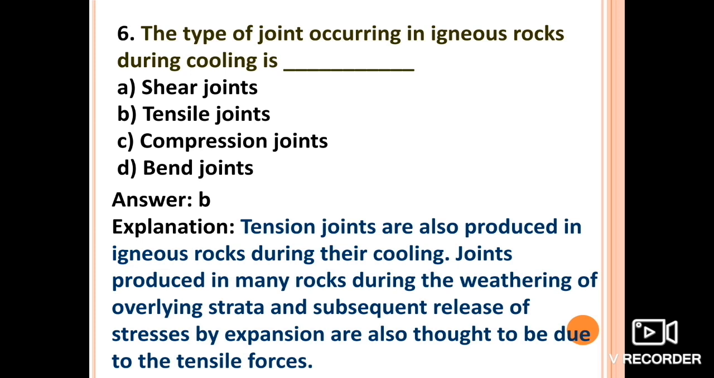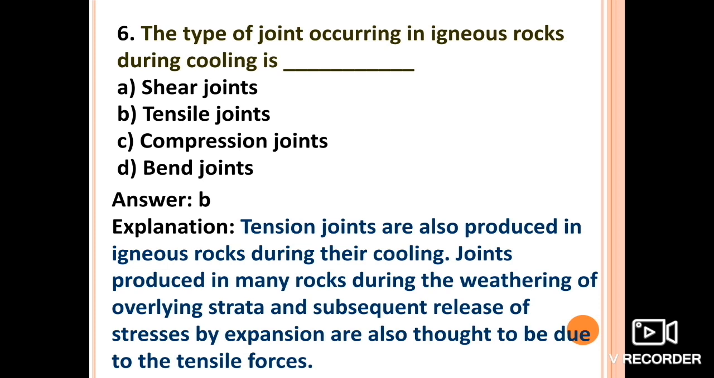As we have discussed in the columnar joints, they are formed generally in the basaltic rocks. Okay, and that's the cooling of igneous material or igneous lava. So tensile joints are also produced in igneous rocks during their cooling.